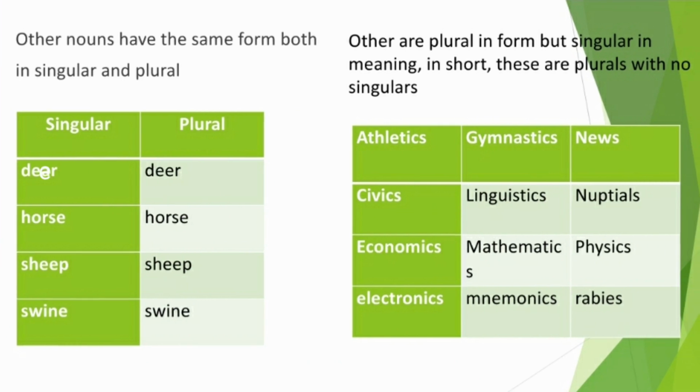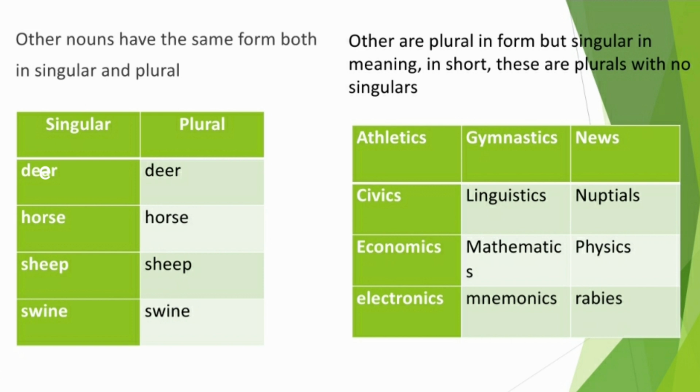We also have other nouns that have the same form. For singular, we have deer, and so as plural. Horse, horse, sheep, sheep, swine, swine. Okay, they both have the same form, both in singular and plural.